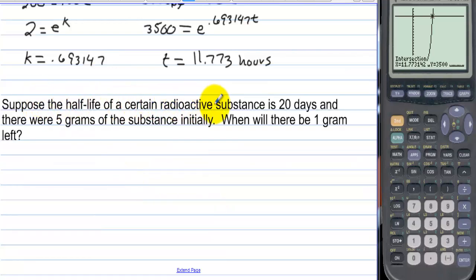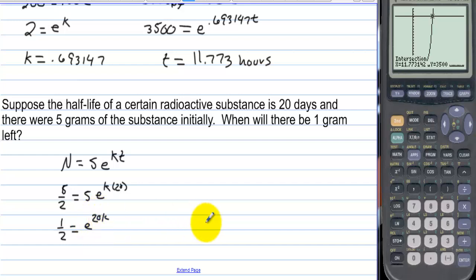Suppose the half-life of a certain radioactive substance is 20 days and there were 5 grams of the substance initially. When will there be 1 gram left? Now we have half-life of a certain radioactive substance is 20 days. So the number present equals the initial amount, 5, e to the k times t. It says the half-life, so we'll have half of what's present, in other words 5 halves, equals 5e to the k times 20. Now if we divide by 5, that'll be 1/2 equals e to the 20k.